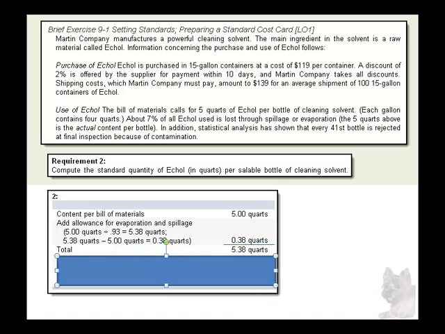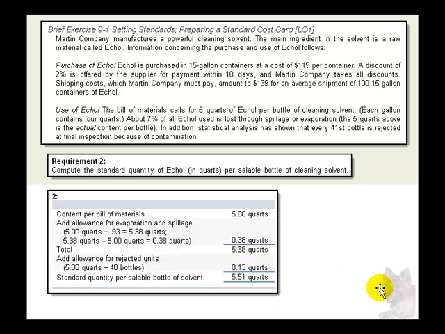Now that should be self-explanatory at this point. So we add the allowance, then we need to add the allowance for rejected bottles. 5.38 quarts divided by 40 bottles is 0.13 quart. Well, where did we come up with that? Okay, right here they say every 41st bottle is rejected. So 5.38 divided by 40 bottles gives us what the allowance would be for a rejected unit. Add that together, and we get the standard quantity per saleable bottle of solvent.